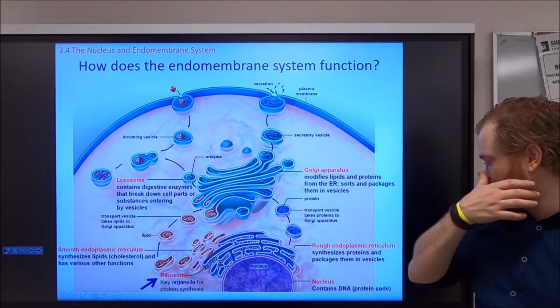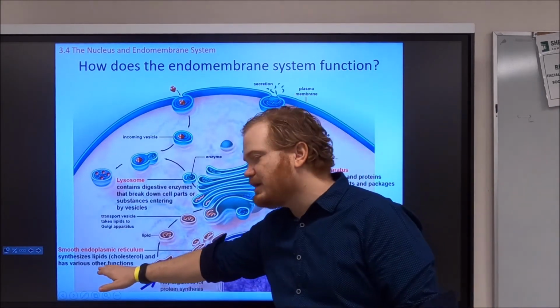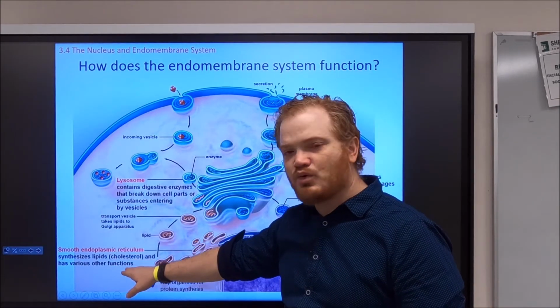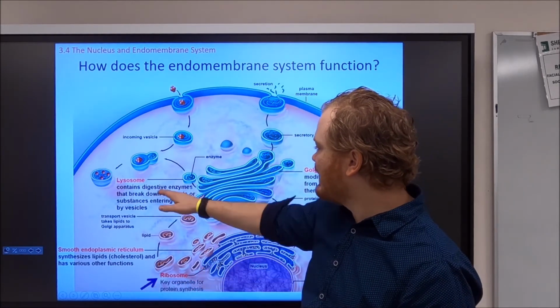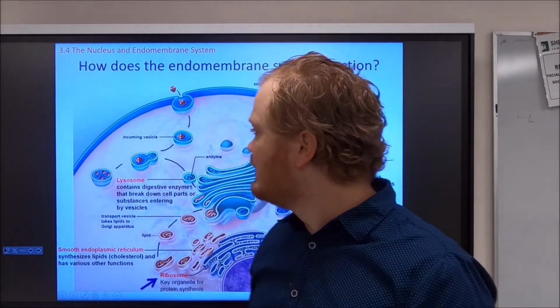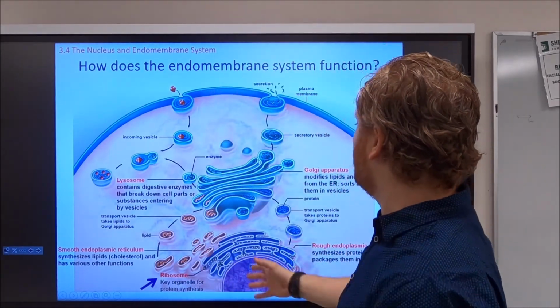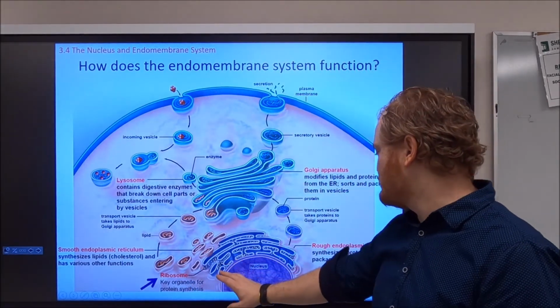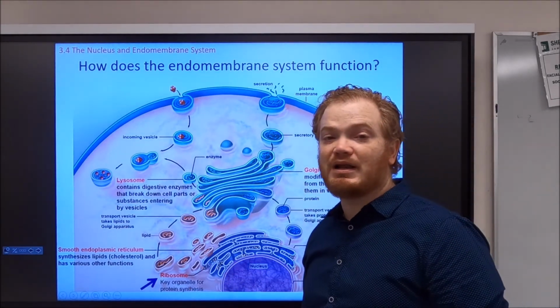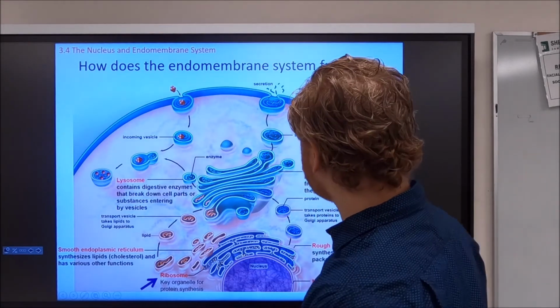Now, there's obviously a little more going on to this. There's smooth ER, which is very important for the synthesizing of cholesterol and steroid hormones. We've got lysosomes that are important for digestive processes in and of the cell. So there is some other stuff here, but knowing about ribosomes making proteins, knowing about the Golgi body finalizing things, that's the main part that I want you to be concerned with here.